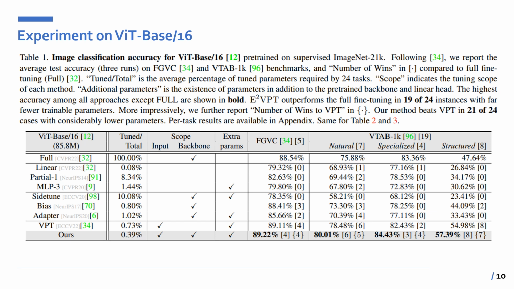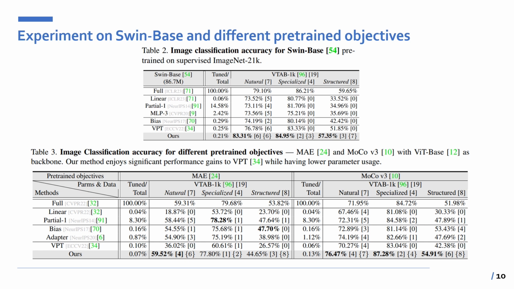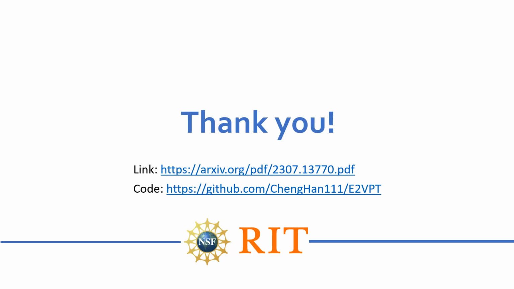Now we show our experimental results on the traditional ViT-based model and Swin-based model. You can see that all the results achieve state-of-the-art performance, and we also provide a solid solution for unstable training on different pre-trained objectives. While the other competitors cannot reach satisfying performance when the pre-trained objectives vary, our E-square VPT gets strong performance with the least parameters.